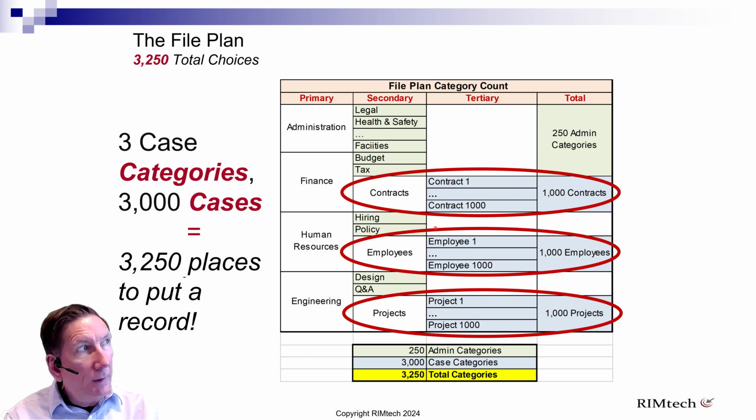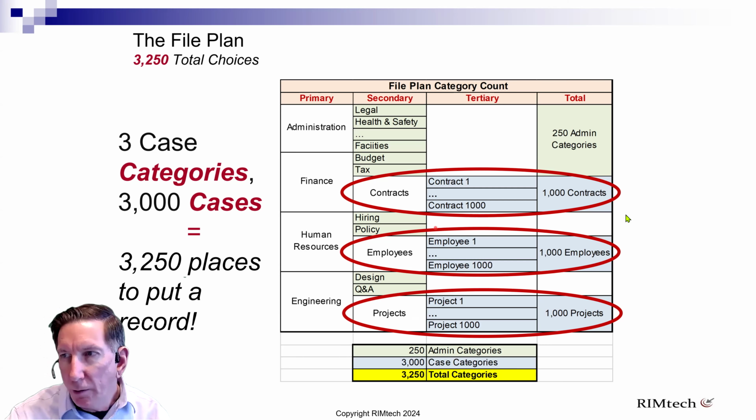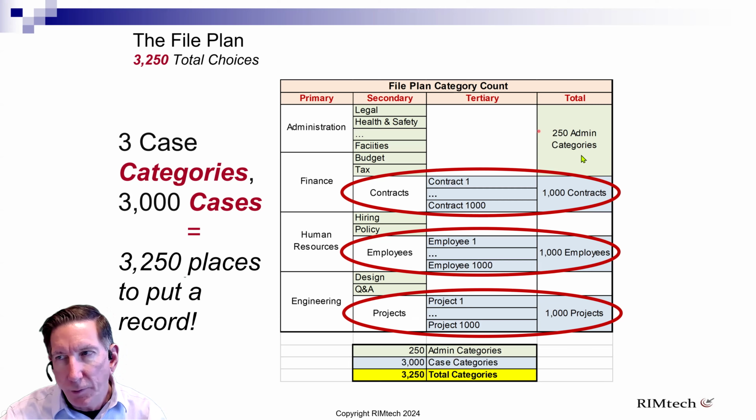What about the 3,800 records that are not case records? They've got to go somewhere too. Well, they're going to go into 250 different places. Now, underlying or underpinning this slide is the assumption that every business activity is a storage location in SharePoint.